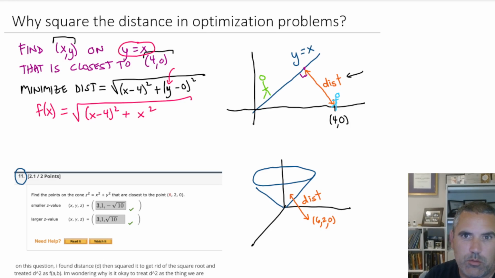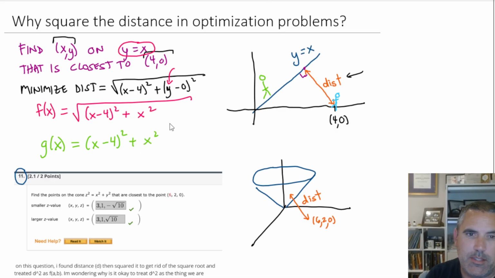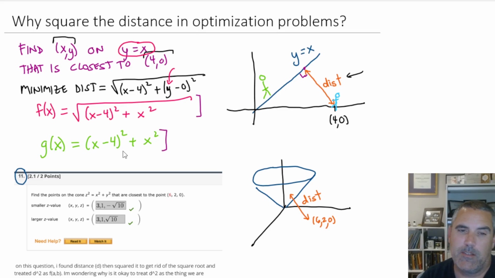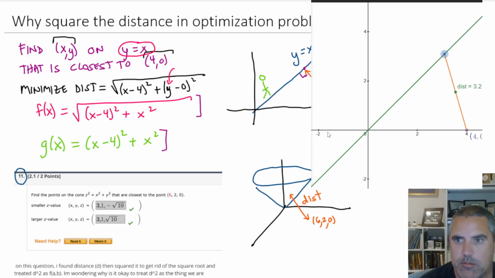So the question the student was asking me was, why in the textbook do they immediately square and analyze this instead? The quick answer is that the minimum of this will occur at the same x value as the minimum of this. When the thing under the radical is smallest, the overall thing is also smallest. They have the same minimum x value. But let me show you some visuals to try to answer a few questions relating to this.